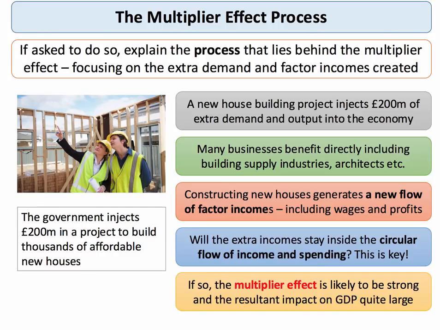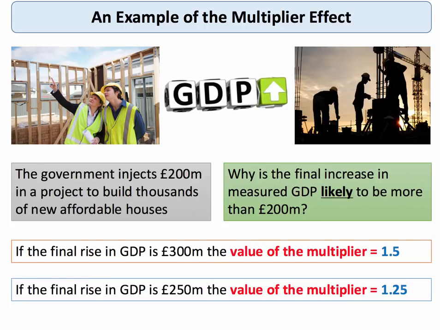If they do stay inside, the multiplier effect could be quite strong, and therefore the £200 million housing project could end up having a much bigger effect on final GDP. Over time, this process won't happen straight away. We're probably talking a multiplier effect lasting at least several months, perhaps a few years.